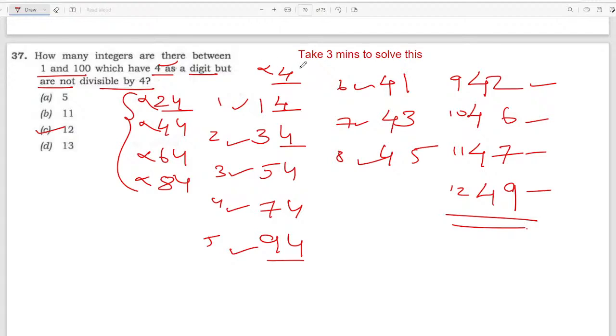Okay. I hope this is clear. If you have any doubts, please ask. Deepti, if you have doubts, please ask. Is this clear, Deepti? And others, if you have any doubts, you can ask. Okay, I hope this is clear. So we'll move to the next question.